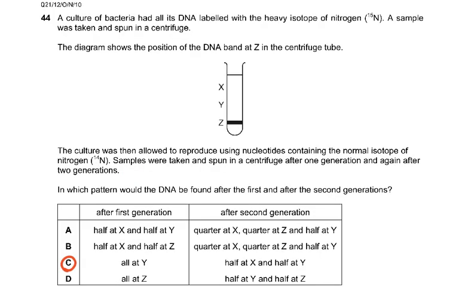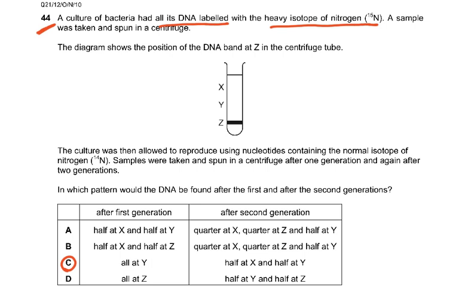Coming again to this question, which is again a Meselson-Stahl experiment. You need to look up this Meselson-Stahl experiment. That will make life easy for you and help you understand it. There are many YouTube videos on that. A culture of bacteria had all its DNA labeled with a heavy isotope of nitrogen, N15.